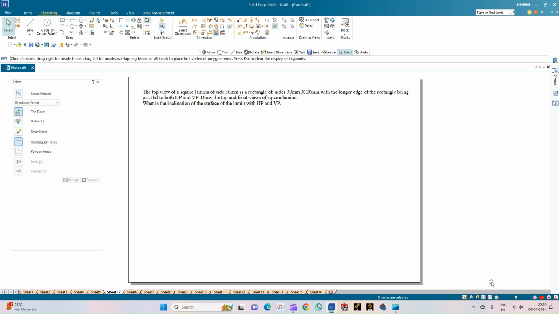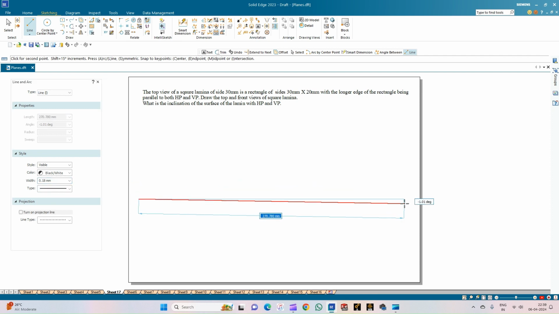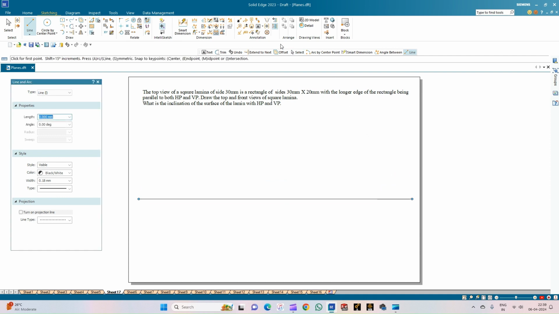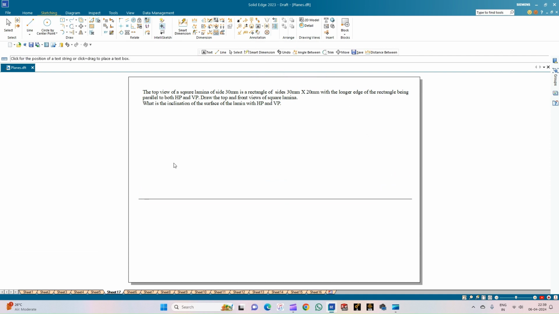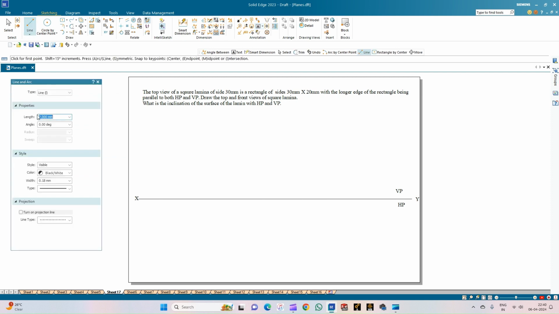So we shall start solving the problem by drawing the XY line of thickness 0.18 mm. So we shall draw a line of any arbitrary length and annotate this line as X and Y, and the reference planes as VP and HP. So now we will draw the top view of the square in such a way that two of its edges are parallel to both HP and VP.